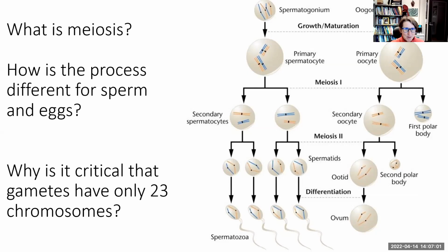So what is meiosis? How is the process different for sperm and eggs? And why is it critical that gametes have only 23 chromosomes? Which question do you want to start with? All right, sure, start at the top. So what is meiosis? Well, there are two types of cellular division. There's meiosis and mitosis, right?